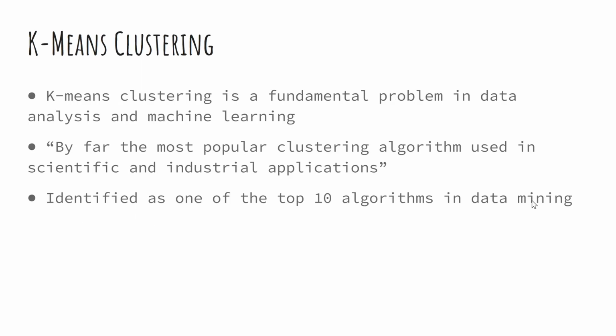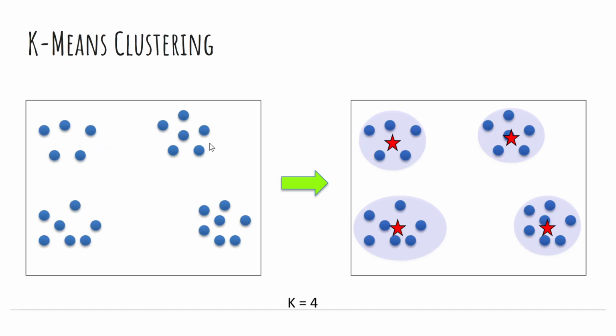K-means clustering is a fundamental problem in data analysis and machine learning. By far the most popular clustering algorithm, it is used in scientific and industrial applications, and identified as one of the top 10 algorithms in data mining. This is a visualization of k-means clustering.